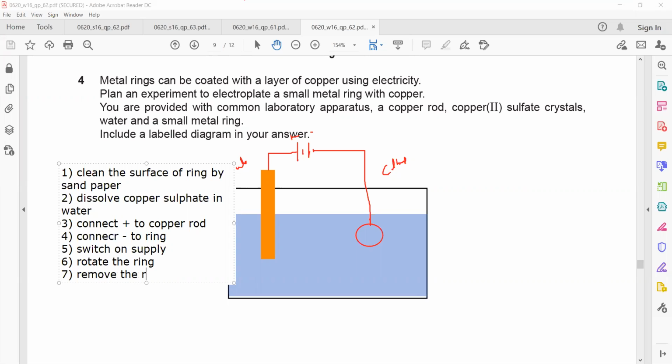Sir, should we write any equations? No equation for this. You don't have to. There is an equation, but you don't have to write an equation. This is a paper 6 question in which experimental procedures, experimental techniques, and naming the apparatus are important rather than the equation.